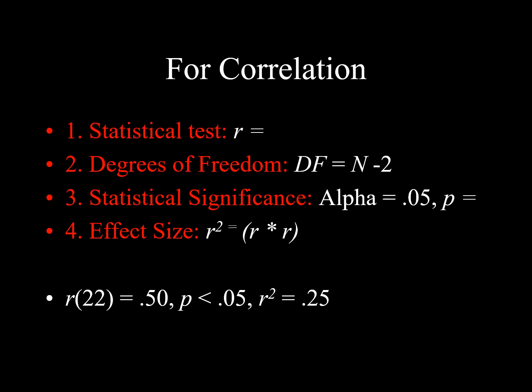We're going to have degrees of freedom. In the case of correlation, it's generally n minus 2. And each test is going to have its own degrees of freedom. And in some cases, for example, the ANOVA, we're going to have multiple degrees of freedom. We're going to have the statistical significance. The alpha is going to be set at 0.05.